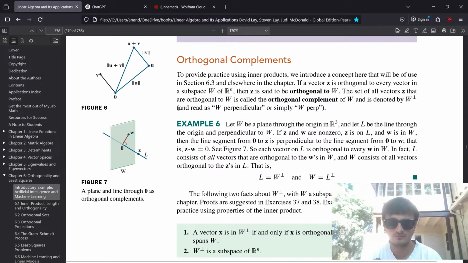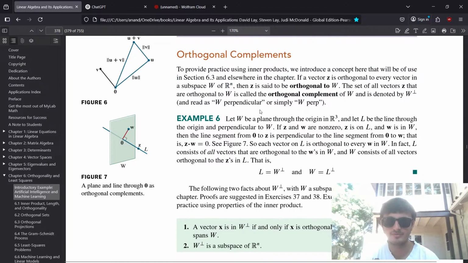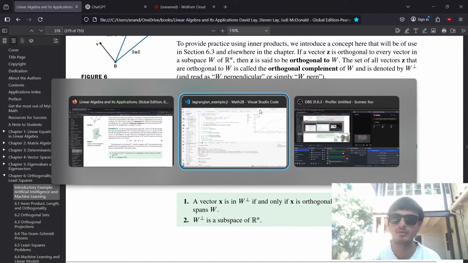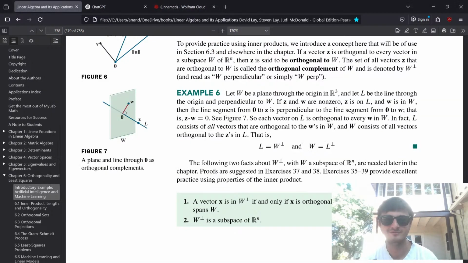perpendicular. I don't know how to read it, as W perpendicular or W perp. Bro, I'm on that W perp. All right.